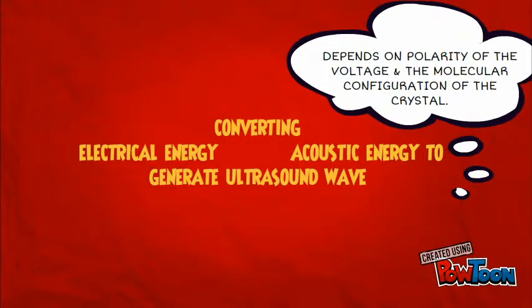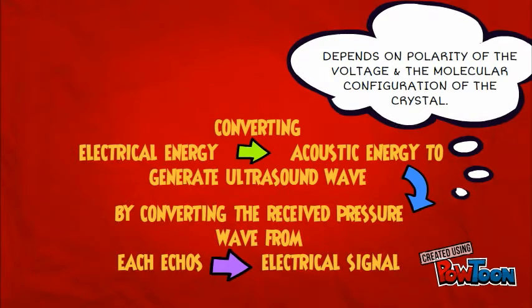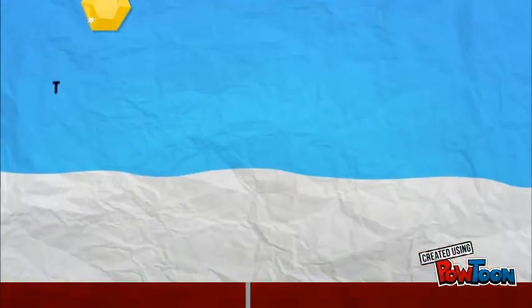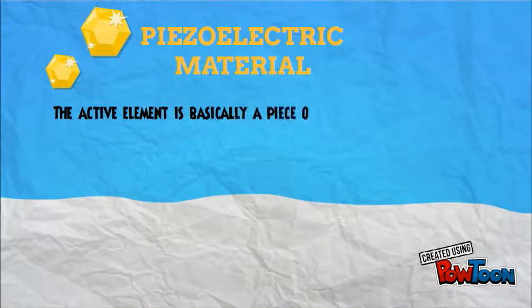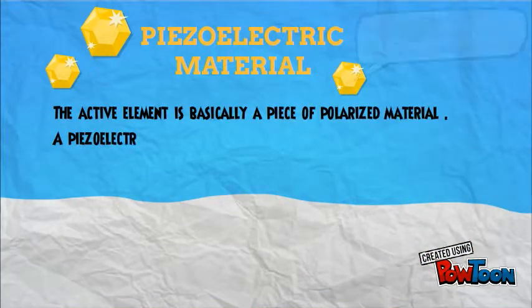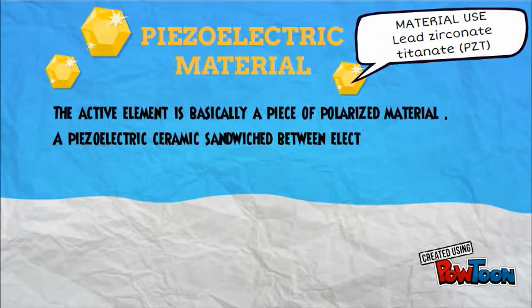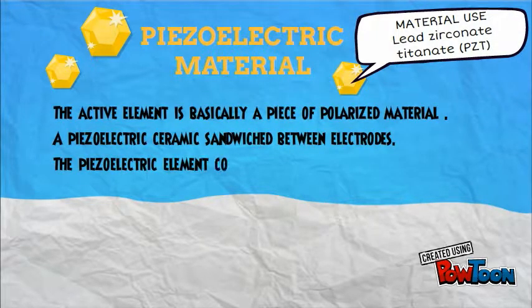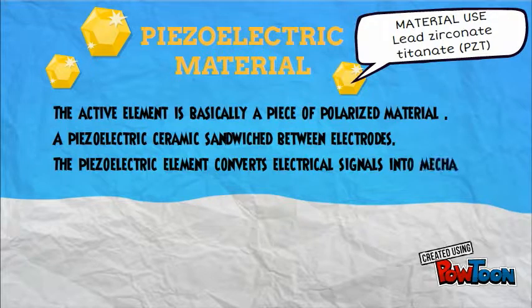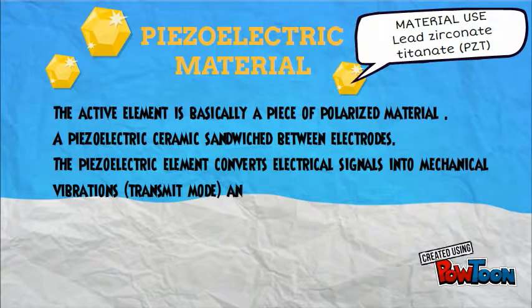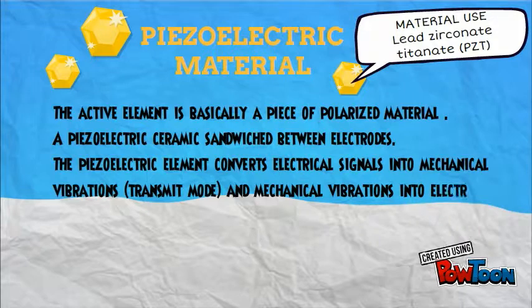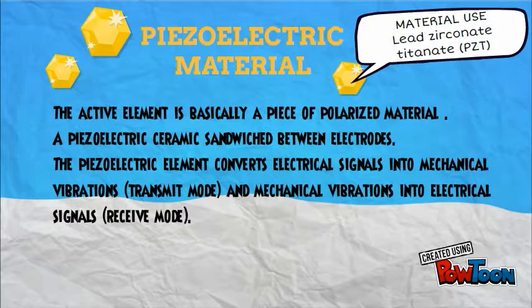They operate by converting electrical energy into acoustic energy to generate ultrasound waves, and by converting the received pressure wave from echoes into electrical signals to be processed into useful diagnostic information. The material used is lead zirconate titanate. The active element is basically a piece of piezoelectric material sandwiched between the electrodes. The piezoelectric element converts electrical signal into mechanical vibration and mechanical vibration into electrical signal.